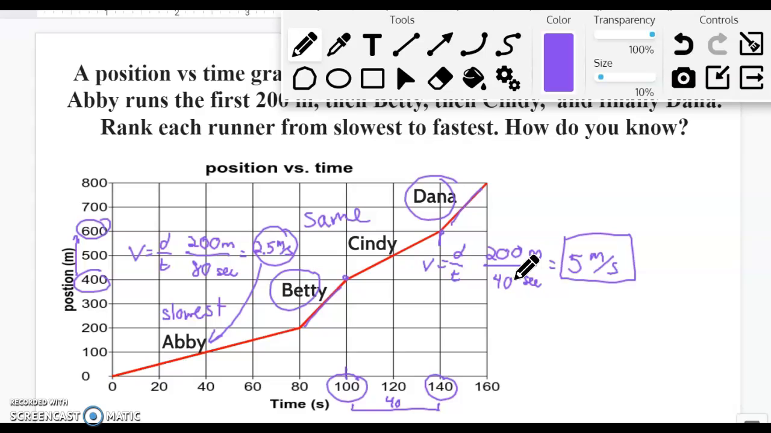So that's how I can find different speeds on here. I could do that for Dana and Betty, but I think you guys will be good.